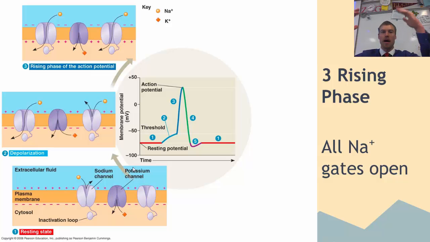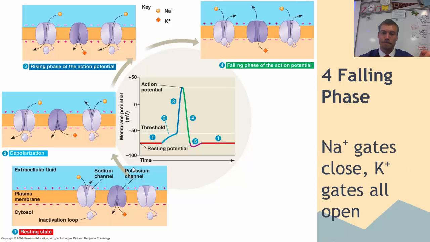Because now you've got all the positive charge moving across the cell membrane in the opposite direction. The negative charge builds up on the outside of the membrane. The positive charge is now on the inside of the membrane, and that is our action potential happening. And that is called the rising phase.